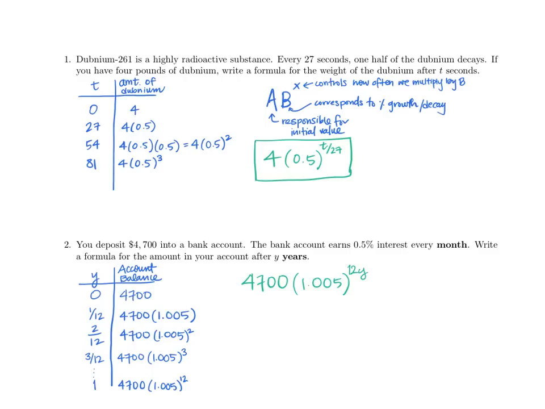All right, you can always go back, and this is our final answer here, but you can go back and check to make sure that that's the case. If you plug in 0, do you get 4,700? You sure do. If you plug in 1/12, do you get 4,700 times 1.005? You do. Plugging in 2/12, it's correctly raising 1.005 to the second power, 3/12 to the third, 4/12 to the fourth, so on and so forth. And most tellingly, when you plug in 1 for y, meaning a year has elapsed, you are multiplying by that factor 1.005 12 times, one time for every single month.